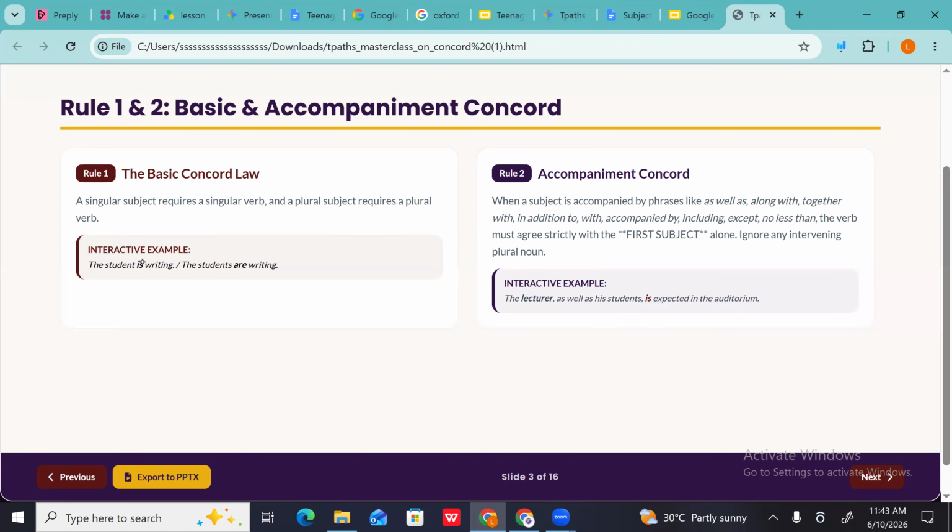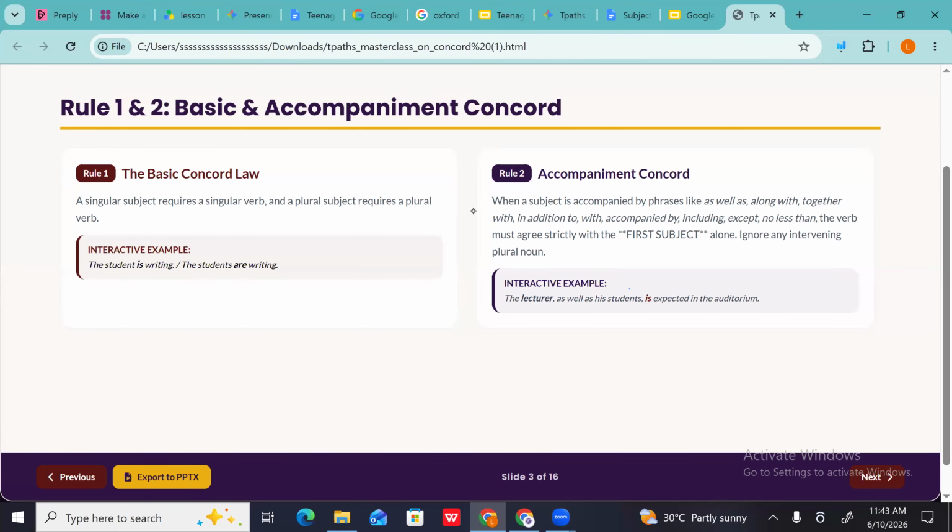A singular verb. The student is writing, not the students are writing. The student here is singular. That would attract a singular verb. On the other hand, when you have a plural subject, you would also have the plural verb. The students, this is plural, are writing. It can come in different forms. Just pay attention to what the subject is. Is it singular or is it plural? If it's plural, please go for a plural verb. If it's singular, go for a singular verb.